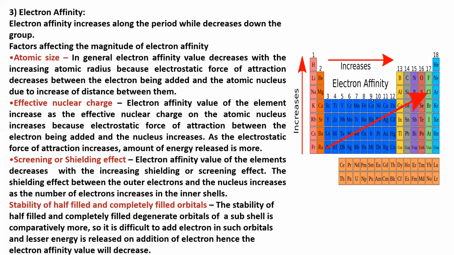Ionization potential is the amount of energy required to remove the electron, whereas electron affinity is the amount of energy released when a neutral gaseous atom gains or accepts an electron. So that is the difference between them.